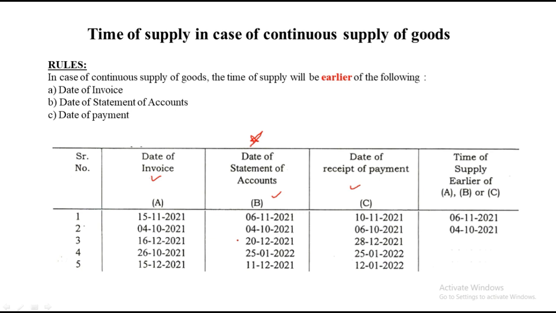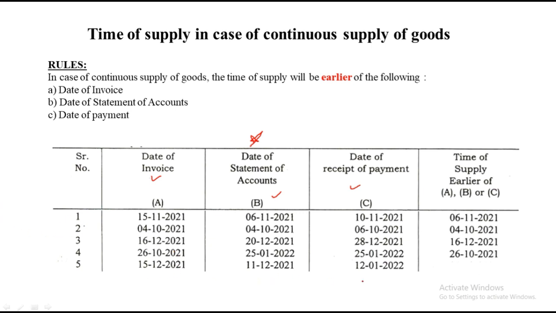16 December, 12 December, 28 December. So the earliest is 16 December. 26 October, 25 Jan, and 25th Jan. So now these are in the year 2022. This is 2021. So yes, the 2021 date will be the earliest.